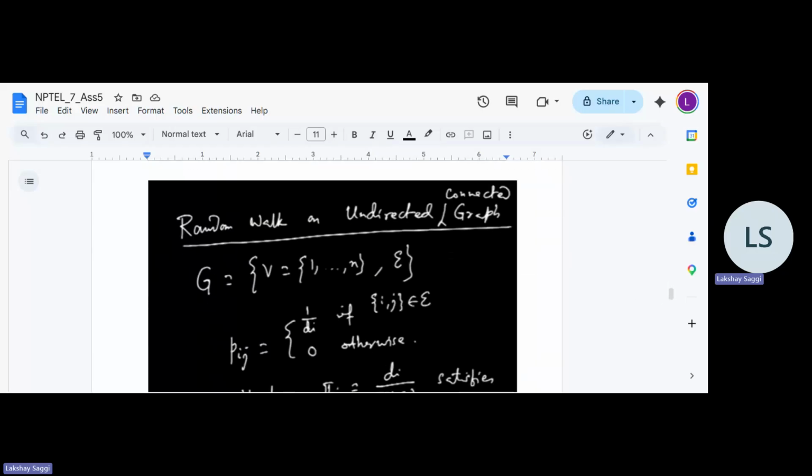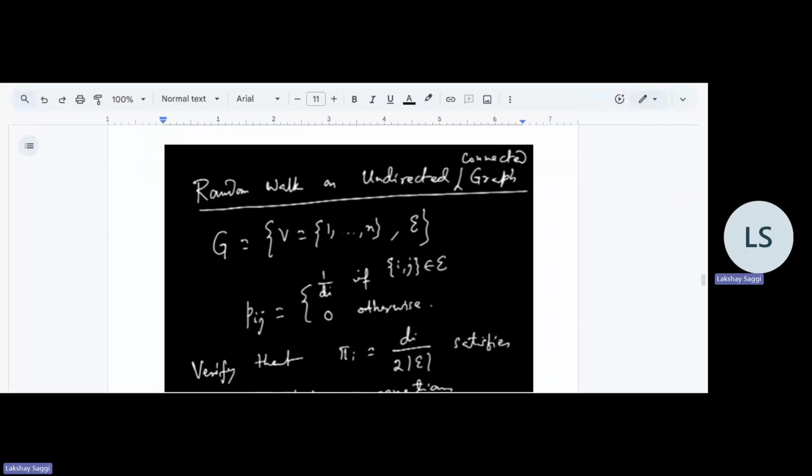And this is somewhat useful, as has been discussed in the lectures on the applications of Markov chains. In the lectures, there were discussions around some applications of these Markov chains, for example random walks on undirected connected graphs. So what's a random walk on, let's say, an undirected connected graph?